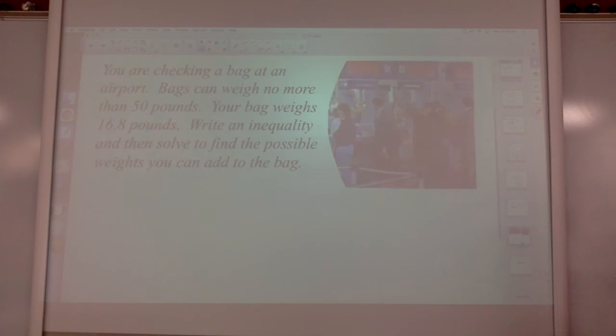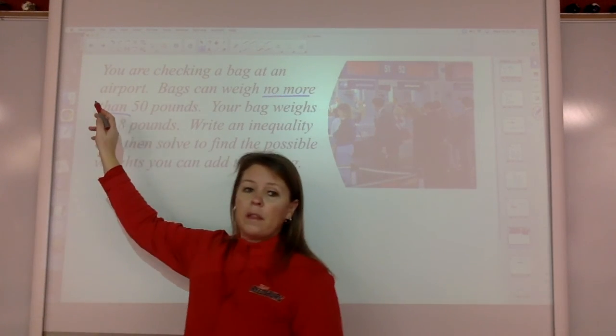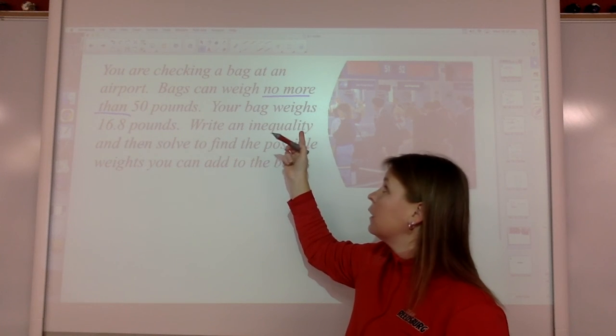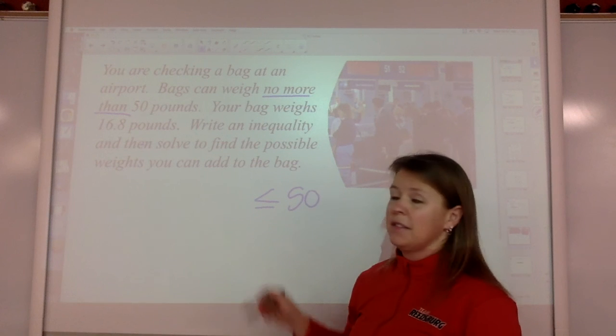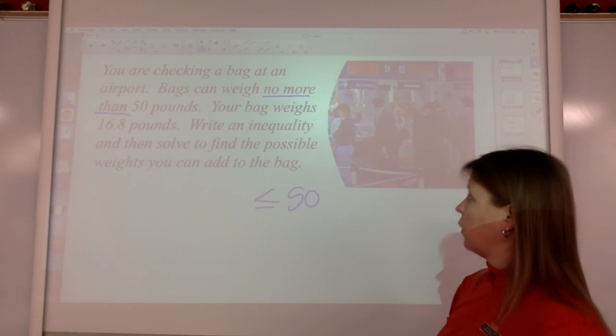Okay, lastly, we have a word problem. Of course, you're not writing the whole entire thing word for word. You are checking a bag at an airport. Bags can weigh no more than. We did these all the way back in September. No more than. You have to know, and maybe you even still have your chart that I handed out to you sitting in a folder somewhere.